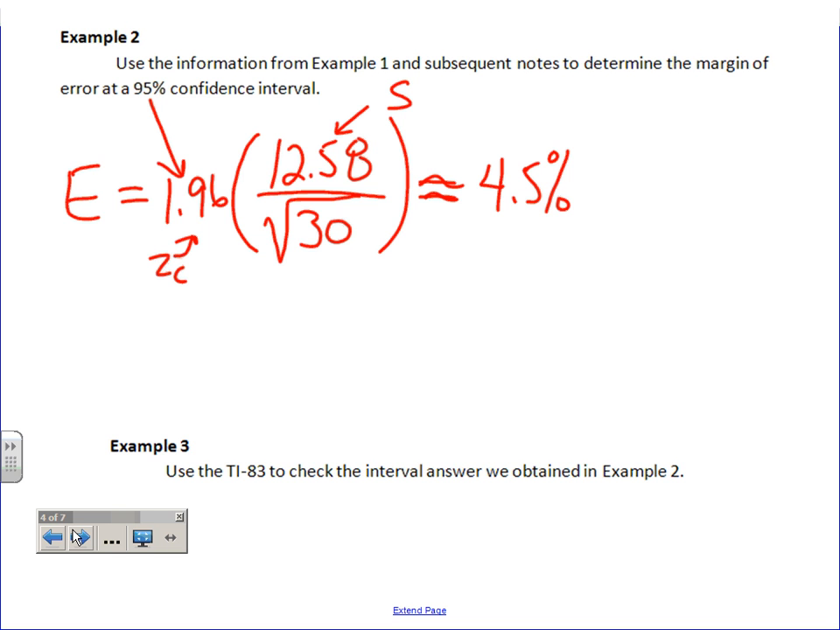Okay, yeah. So basically, we thought the mean was what? 77. But that's really x bar, right? So mu, which is the actual mean, we are 95% confident that mu is between, if I take 77 and add 4.5 and subtract 4.5, I know it's between those two numbers.